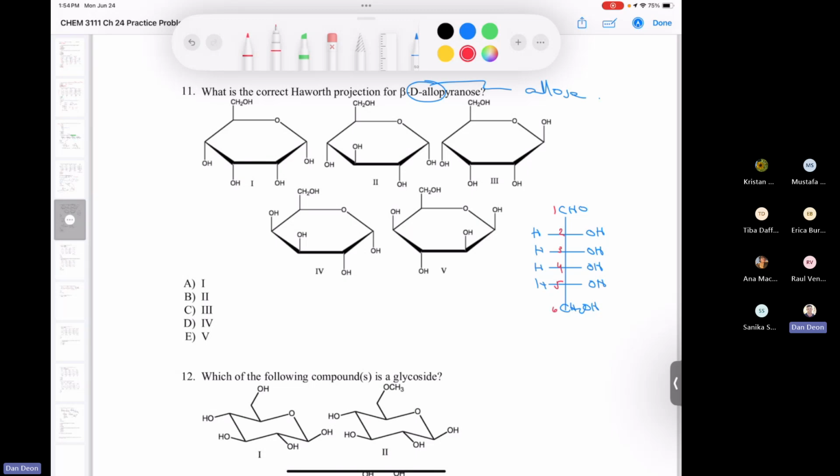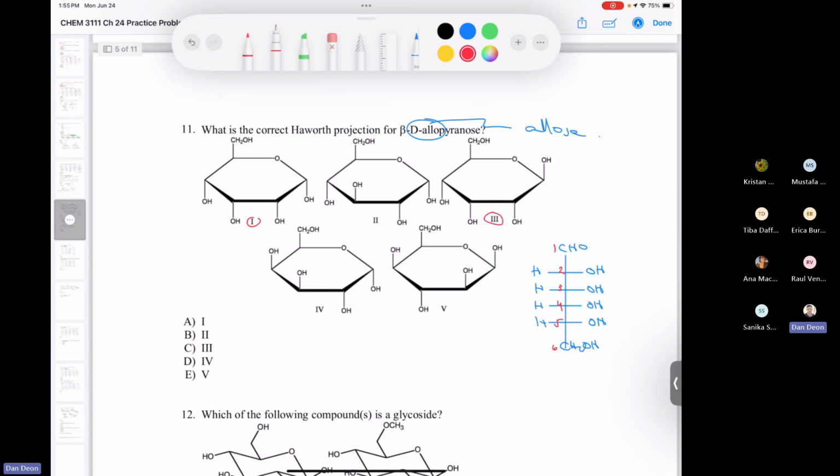So carbons 2, 3, and 4, we're looking for substituents that are all pointing down. And we see that in number 1 and in number 3. All of the substituents are pointing down. But remember, this beta refers to the anomeric carbon, which is, I'll put here, AKA C1. So if I look at the number 1, you can see that this is an alpha D-allopyranose, but this one here, the hydroxyl group is pointing up on carbon 1, and so this is beta. So number 3 is going to have to be the right answer.